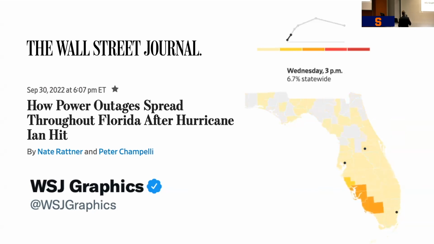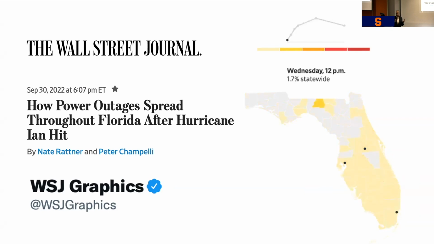So here's an example from Wall Street Journal. We recently had Hurricane Ian that tore through Western Florida. A couple of days later, they had this chart on the Wall Street Journal showing how power outage gradually spread through large parts of Florida. On the top, it has a chart showing the number. And on the bottom, there's a map showing where that is happening, right? So this is an example of a very simple dashboard.